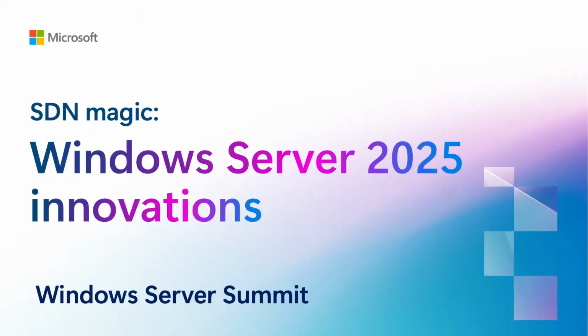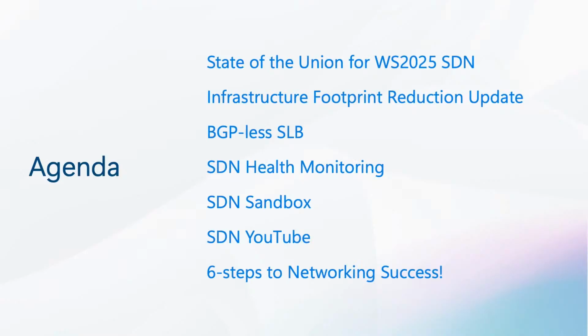Again, we have a really jam-packed agenda, so we're going to go through those agenda items and get right into it. So first, we're going to go through a State of the Union for Windows Server 2025 SDN, and we'll recap the features that we've brought in from last year, as well as some of the features that we will be bringing in throughout the next couple of years, of course. And then I'm going to cover the infrastructure footprint reduction. Last year we spoke with you all about network controller on failover cluster and getting away from VMs. We're going to give a quick update on that and where we're going into the future.